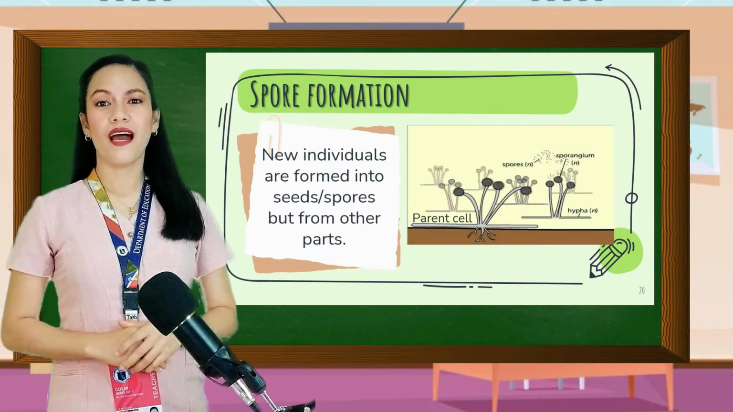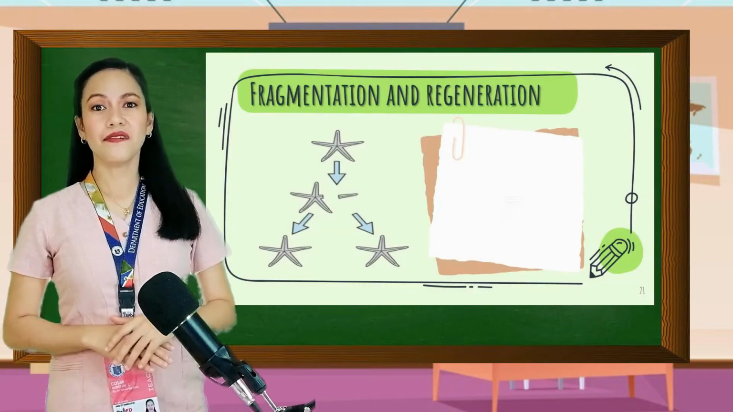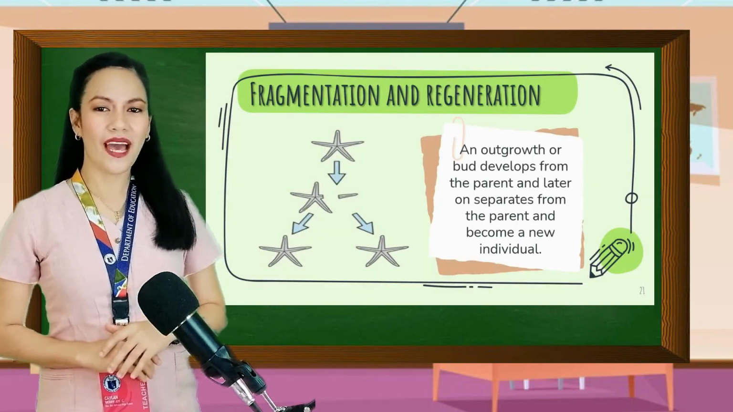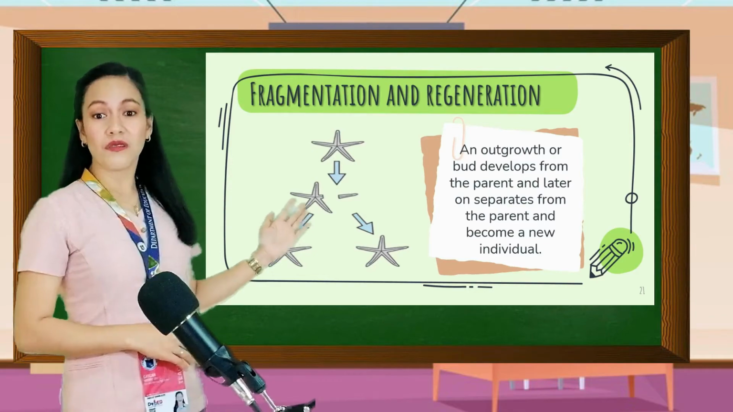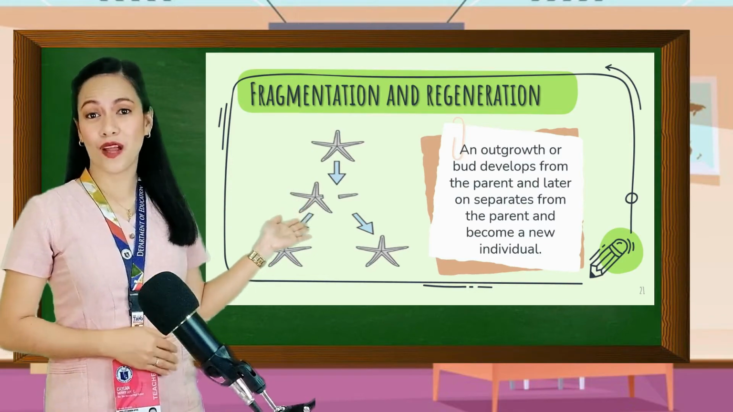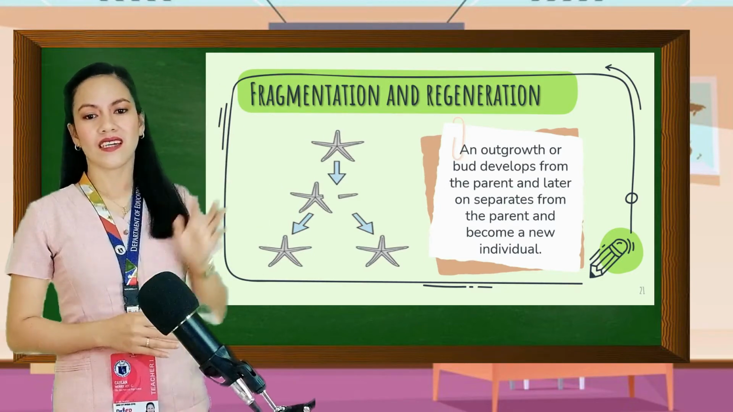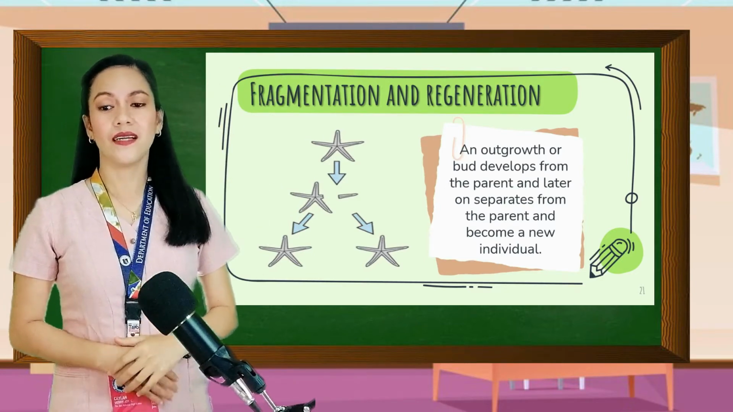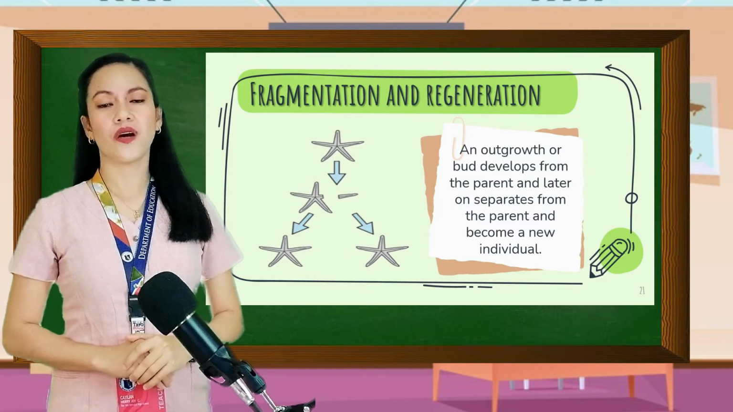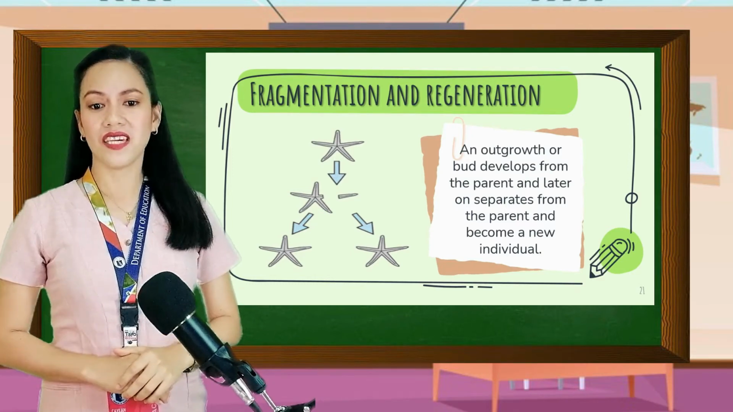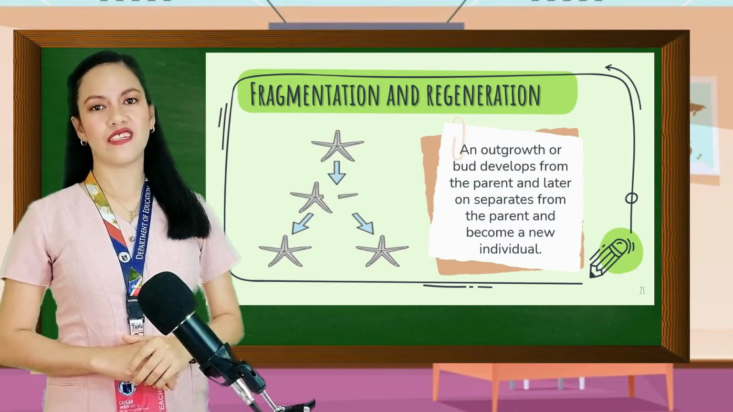There is also fragmentation and regeneration. Other than plants, animals can also reproduce asexually through this process. For example, when a starfish is cut into several pieces, each piece can grow into another starfish. This is called fragmentation.